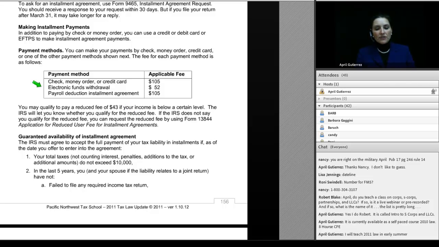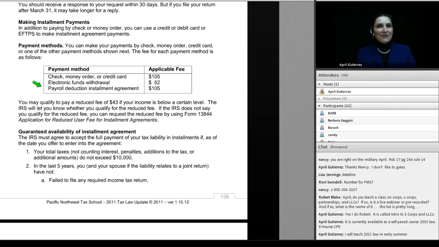Now, if you voluntarily set your direct payment option up with the IRS for electronic funds withdrawal, that means on a specified day of each month, the IRS will just take that money out of your bank account. They'll only charge you $52. But if you're relying on them to send you a monthly bill and to pay that monthly bill, they want their $105. The $105 is a one-time fee. No, $52 is a one-time fee. But what does continue to accrue over time is interest on what you owe.